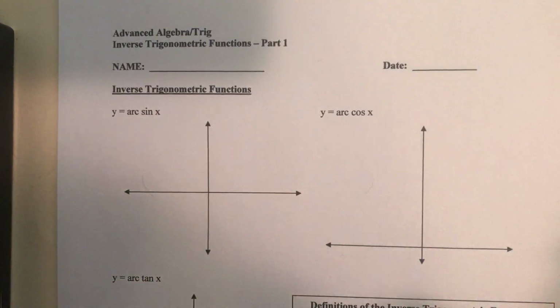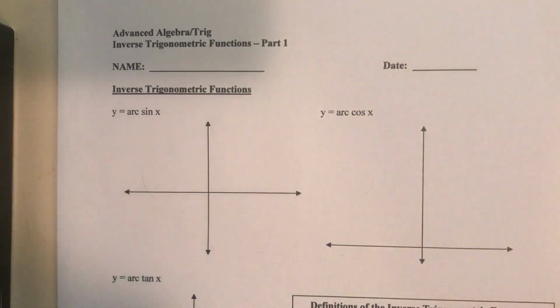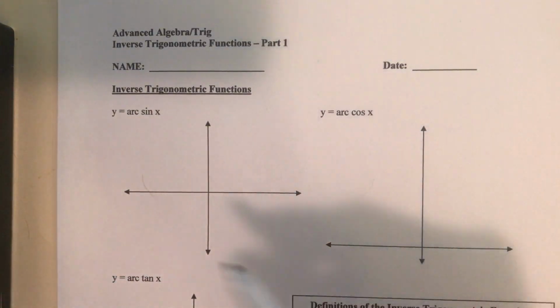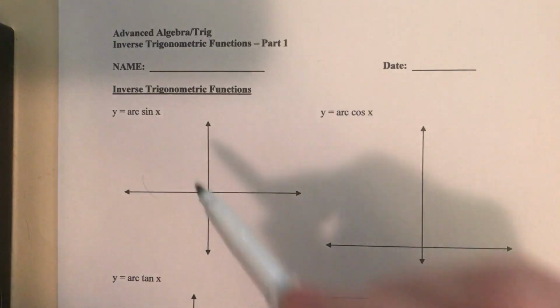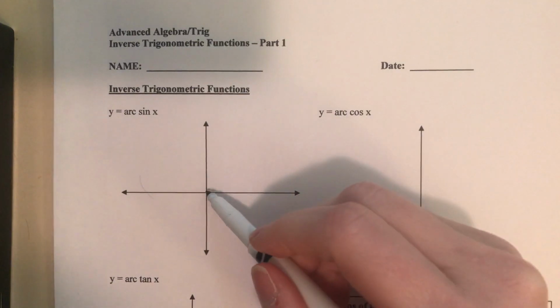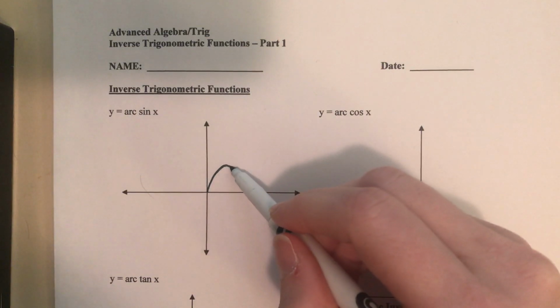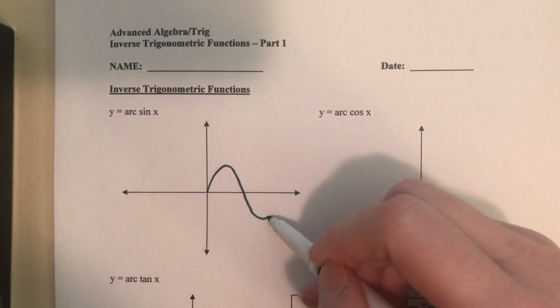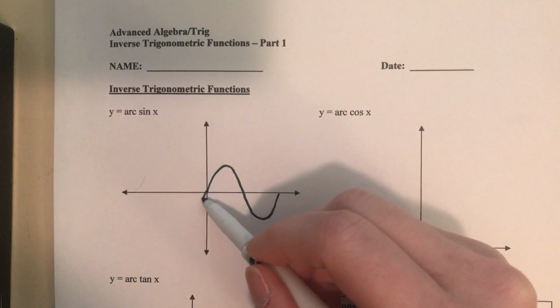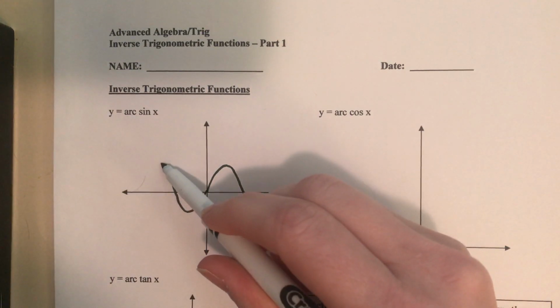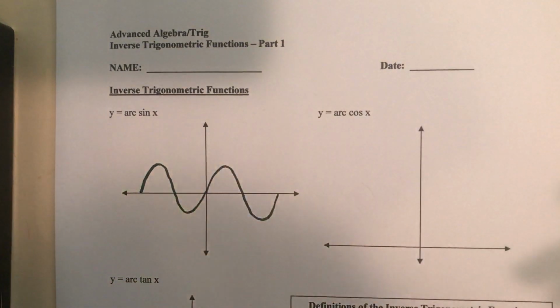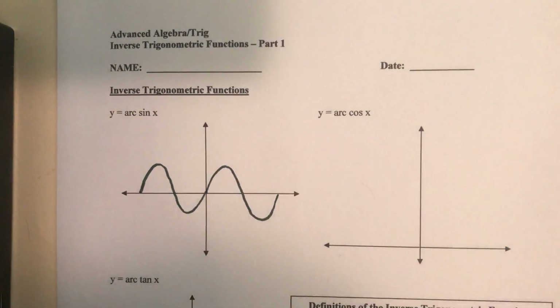Okay, so we're going to start part 1 of inverse trig functions. We've talked about inverses a long time ago. Inverses means opposite. So first I'm going to sketch a sine curve. Hopefully you remember that a sine curve starts at 0, goes up, comes back down, and it looks the same on the other side. It repeats every 360 degrees.